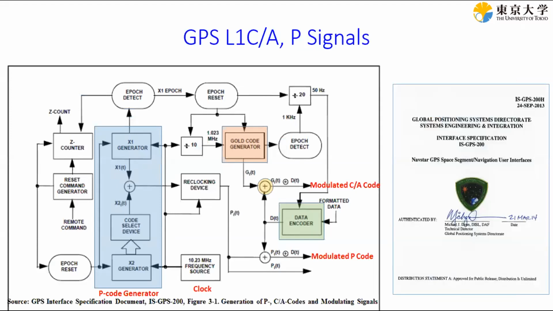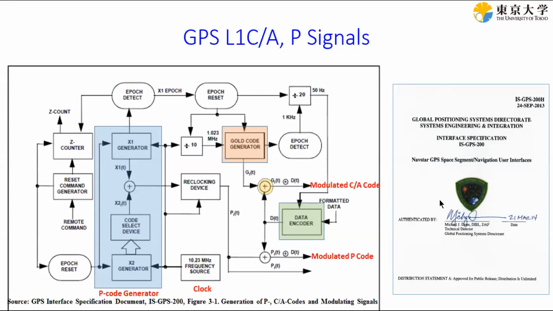And now when we look at the actual signal generation in the satellite, we can refer to this type of interface specification document from the US government. And this document is necessary for receiver manufacturers to design their receiver. Otherwise, receiver manufacturers don't know how to make a receiver. So every GPS service provider like the USA, Europe, Japan, China, India, and Russia, they must provide this document. If this document is not available, we cannot make a receiver because we don't know how the signal is coming.